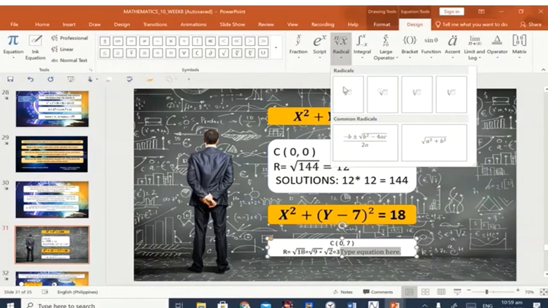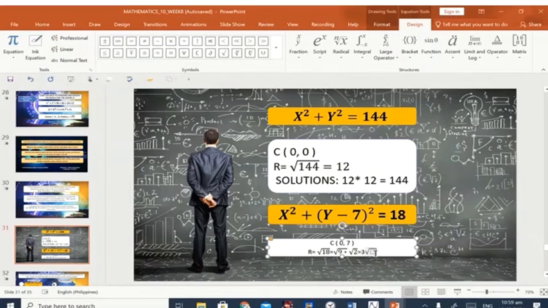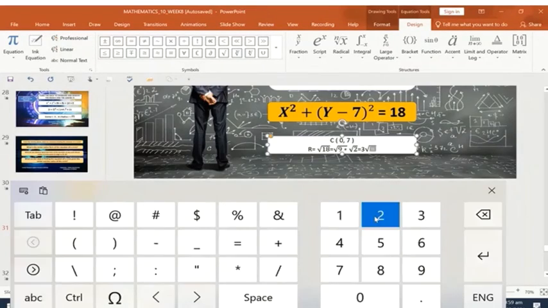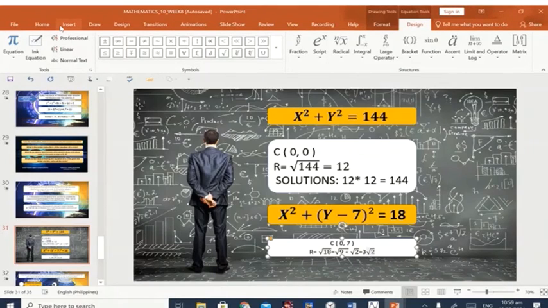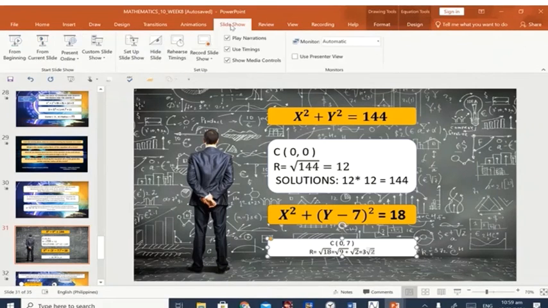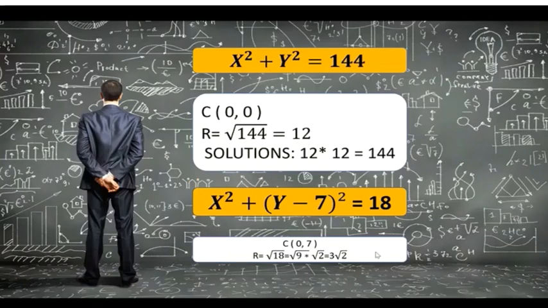Square root of 2. Okay. Now you do have the radical form of the radius. Let's go back to the slide so we can view it in full screen. So again, your center is at (0, 7) and your radius is 3 square root of 2.